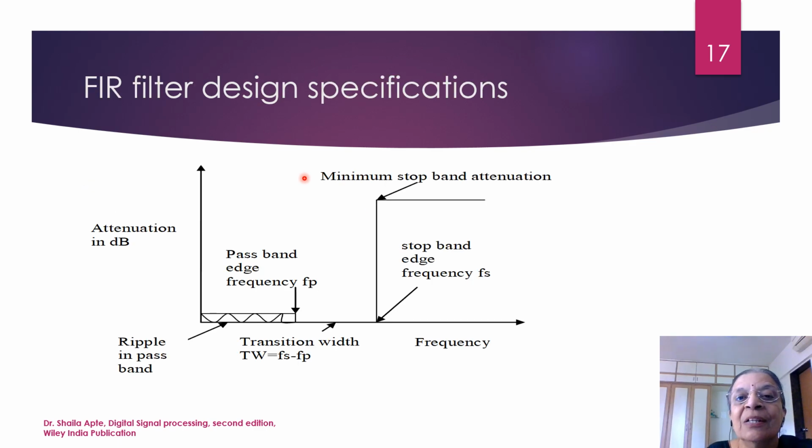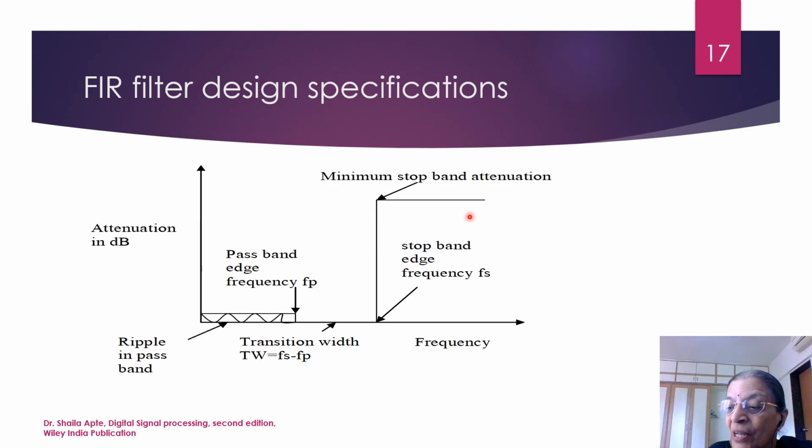So how will the filter design specifications be given? We normally plot attenuation with respect to frequency. This is a pass band, so attenuation will be minimum, and there will be some small ripple in the pass band that can be tolerated. So tolerable pass band ripple will be specified. The pass band edge will be specified. Stop band edge will be specified. The difference between stop band edge and the pass band edge is called the transition width. This will also be specified, and the minimum stop band attenuation will be specified.